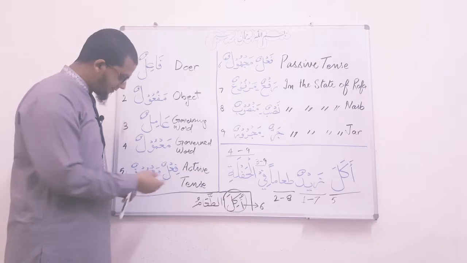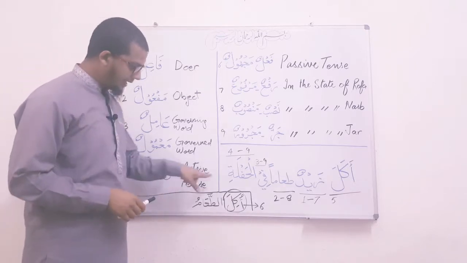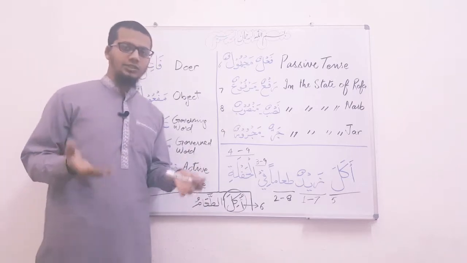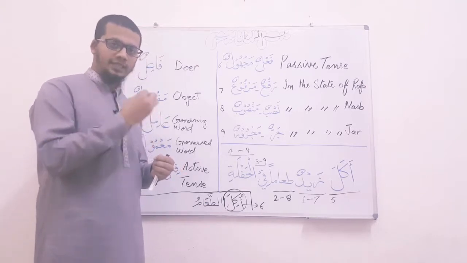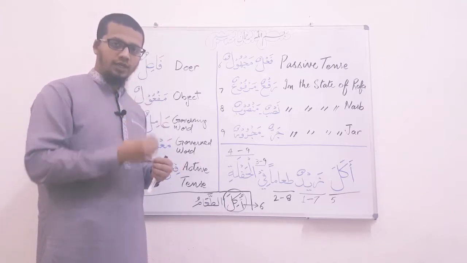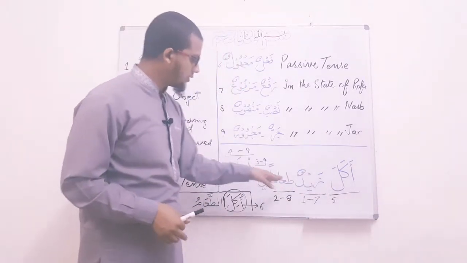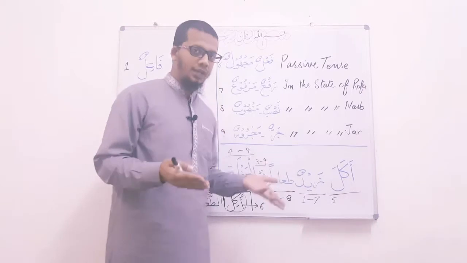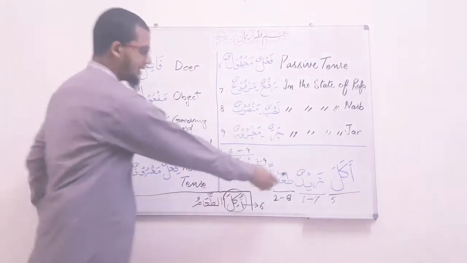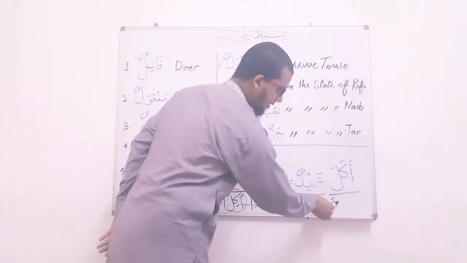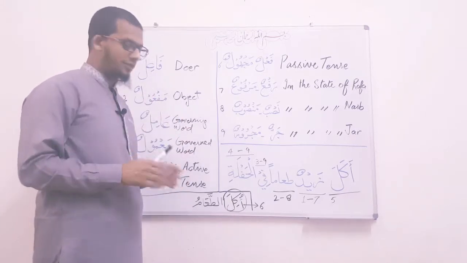Then after that we have fi'l ma'ruf, fi'lun ma'rufun, which is active tense. And active tense, as you know in English, is a tense in which the person who is performing the task or the subject or the doer is very obvious. For example, we have Akala Zaidun ta'aman. Zaid ate food. It's very obvious that the person who is doing the task is Zaid. So this Akala, this fi'l, this verb, will become the active verb.